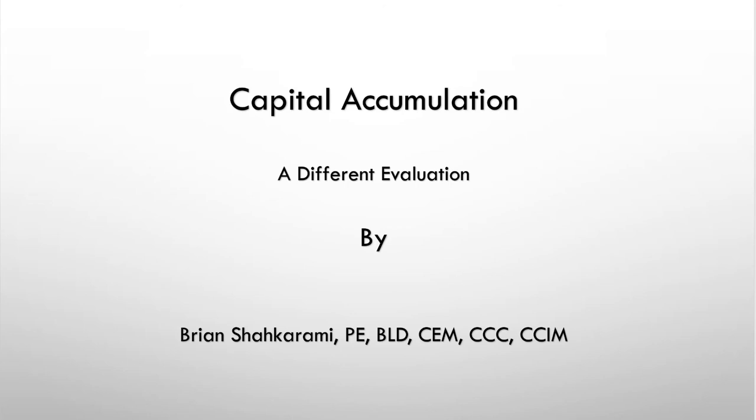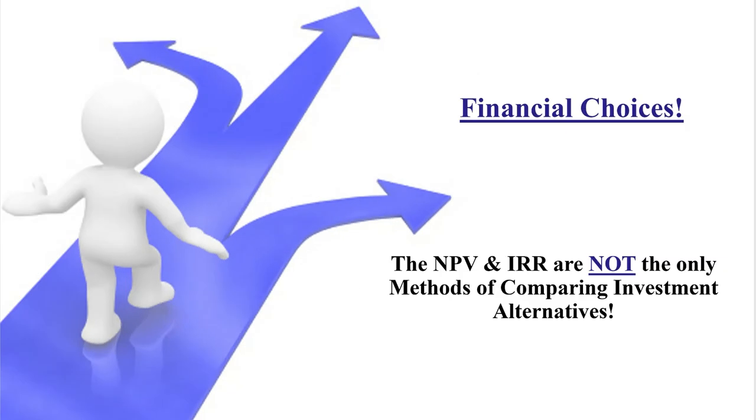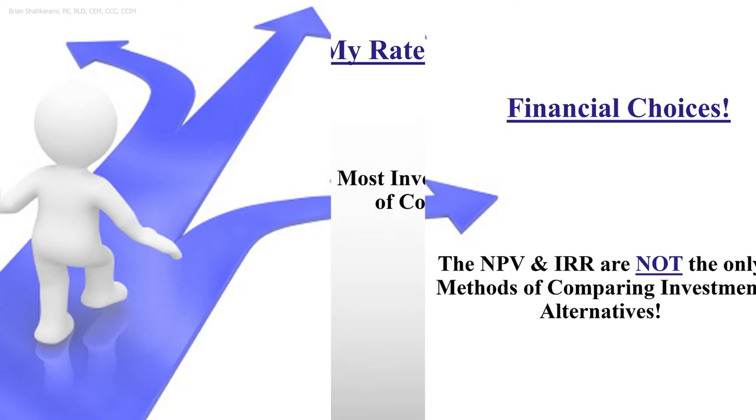Our topic of discussion in this segment is capital accumulation. What is it? How it's used, why we use it, and how we evaluate it. All your commercial real estate decisions demand you to make some financial choices. Up to now, we've made these choices using the net present value or the internal rate of return, the NPV or the IRR. Is there any other decision-making alternative out there? And if there is, why should we consider it? Why should we use it?